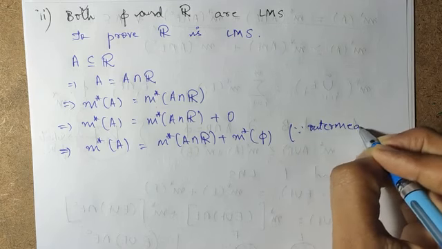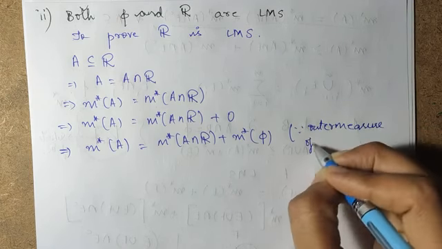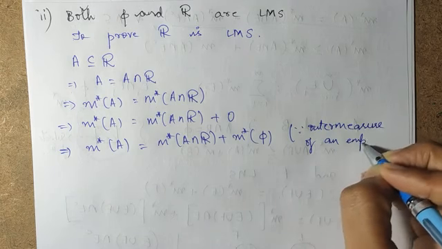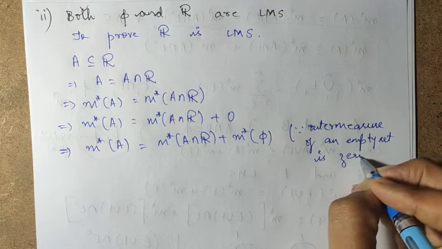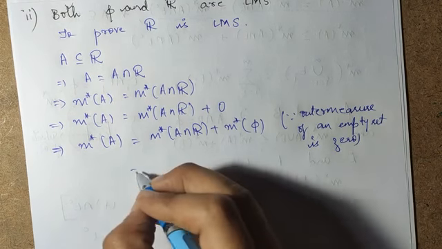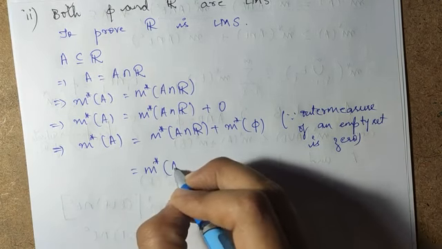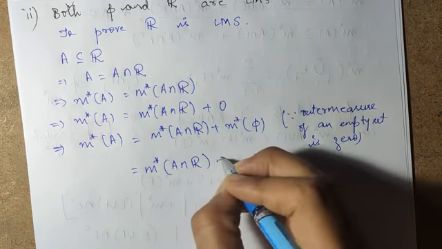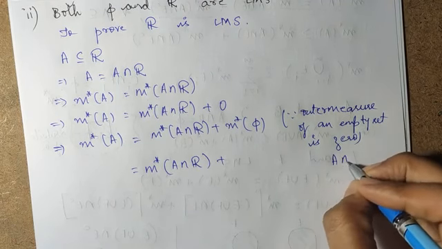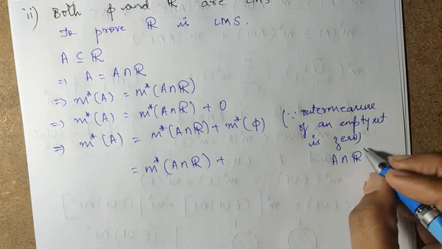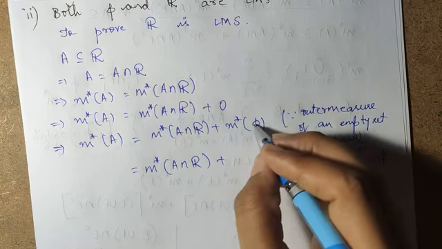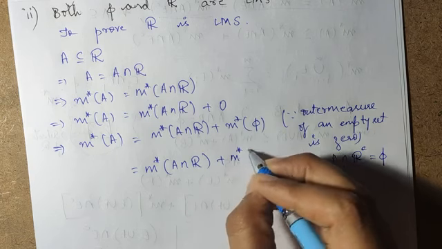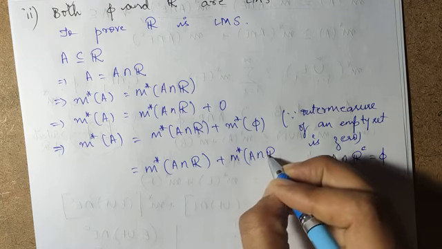Measure of an empty set is 0. Okay. So this will be equal to m star of A intersection R plus, since A intersection R complement is equal to null, I can write this null as m star of A intersection R complement.